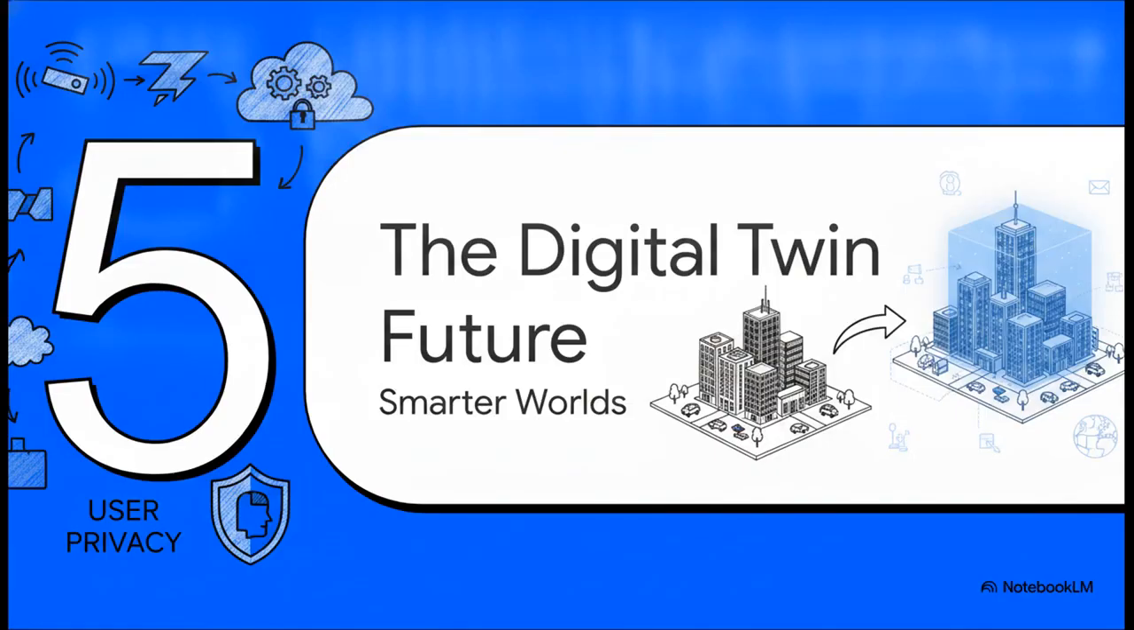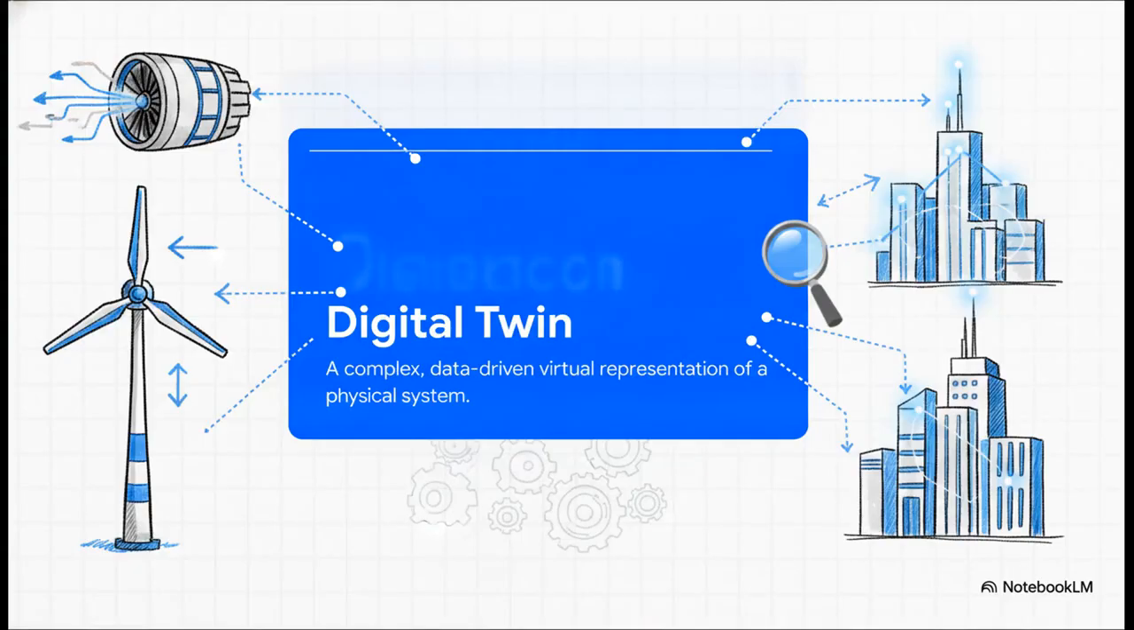All right, almost at the finish line. Part 5, the digital twin future, smarter worlds. So what is the ultimate goal of all this? It's the digital twin. A digital twin is a highly complex, deeply data-driven virtual replica of a physical system. It could be a jet engine, a massive wind farm, or literally an entire smart city. It takes the sensors, the edge computing, the cloud analytics, and ties it all together into one cohesive, predictive model that perfectly mirrors reality in real time.